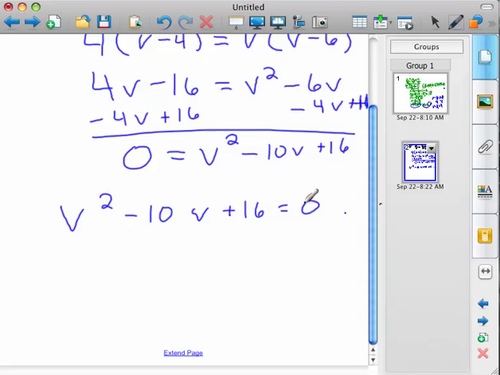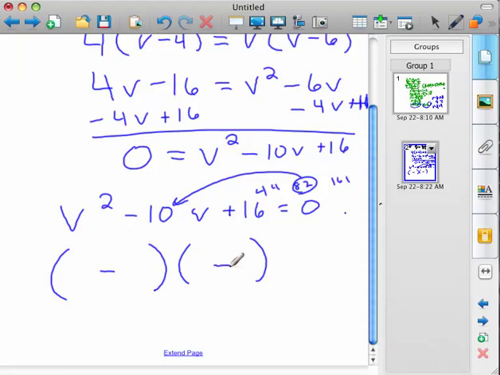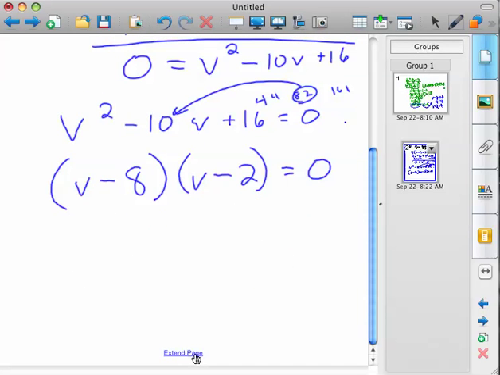So I was just going through and looking at 16. Possibilities for 16 are 4 and 4, or 8 and 2, or 16 and 1. And if you notice, 8 and 2 will give me 10. So I know we've got a factorable problem here. So we factor it. Minus plus is minus minus. v and v. And I know it's going to be 8 and 2 because that gives me the 10 in the middle. Then you can check your answer.